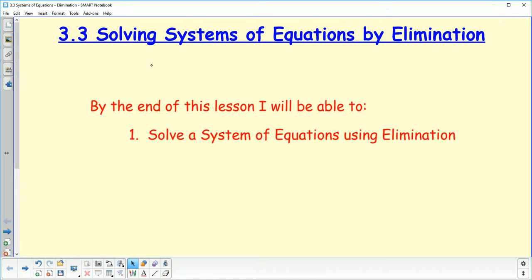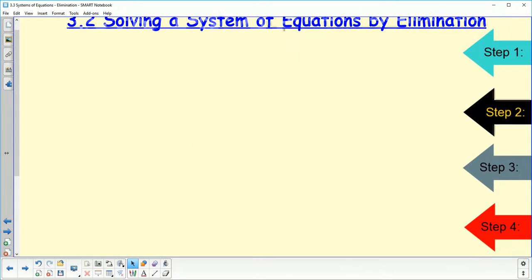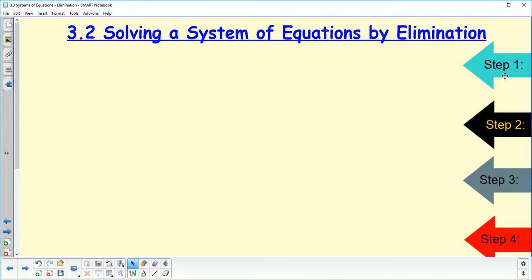So today we're going to move on to our third way to solve a system of equations. We're going to do it by elimination, and this is Chapter 3, Section 3. So we've talked about graphing, substitution. Today we're going to do elimination, and the next method is going to be matrices, which will mostly be done with your calculator. Okay, so to solve a system by elimination, we're going to have 4 steps.